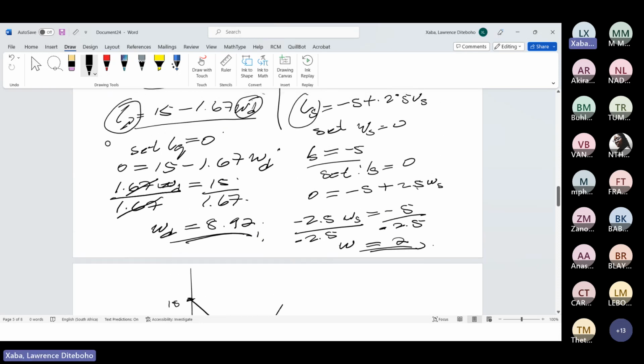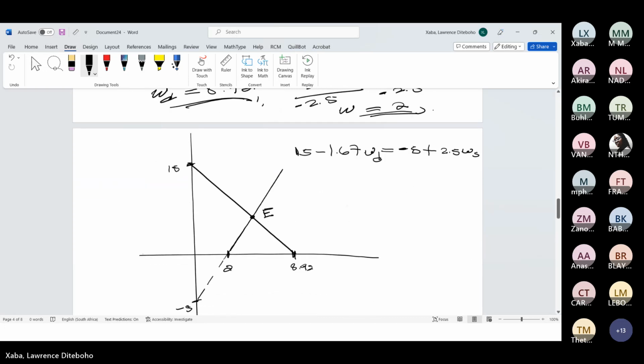So we are saying the equations that intersect there are 15 minus 1.67 W D equals to minus 5 plus 2.5 WS. Okay. So now we managed to equate the two equations that intersect here at E. So what do we do now? Our interest is to simplify this so we can have a value that represents W. So what do we do now?